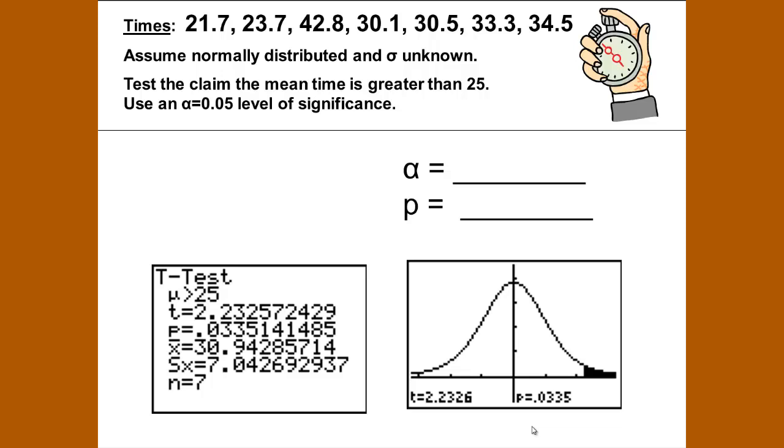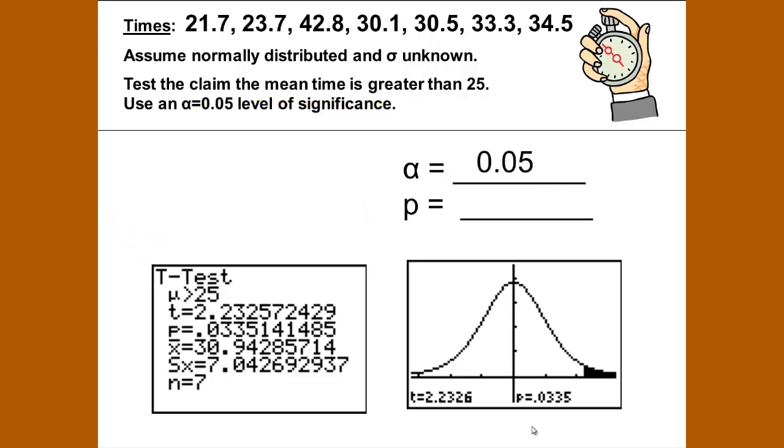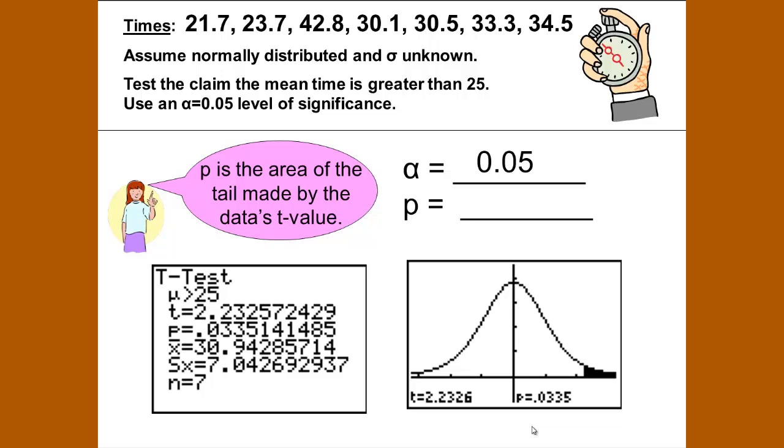The next thing we want to do is to write down our alpha and our p. Our alpha comes from the problem, and the alpha is the level of significance, which in our case is 0.05. Our p-value is the area in the tail made by the data's t-value. In this case, it's given to us as 0.0335. And again, remember, we've decided to round to 4 decimal places.